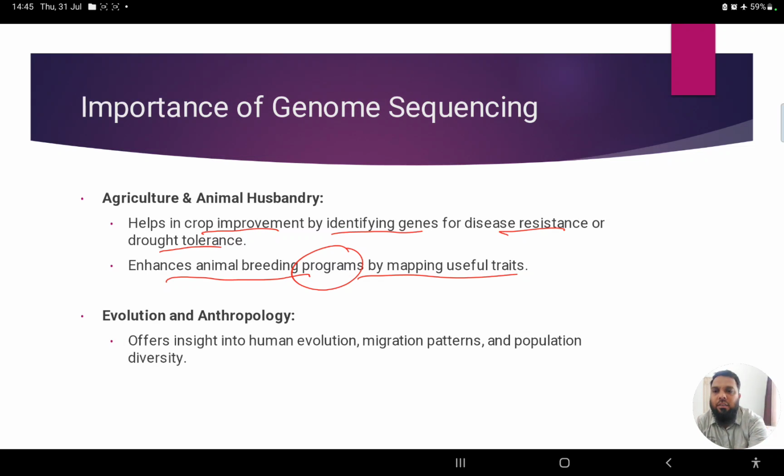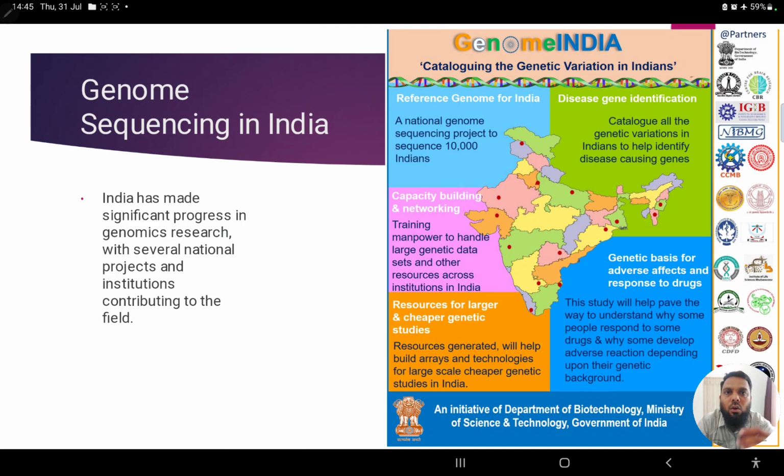Then coming next, we have evolution and anthropology as well, right? Because of human genome sequencing, we can understand human evolution, migration patterns, population diversity, and how different people in different parts of the world are getting affected. So it's a wide range of importance. Now coming to India, what we see is genome sequencing in India. India has made significant progress.